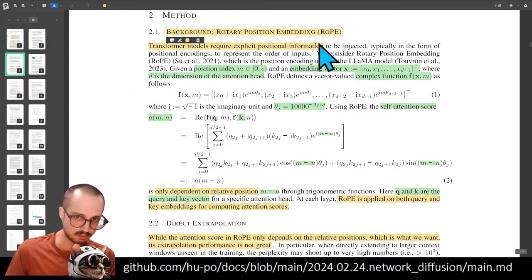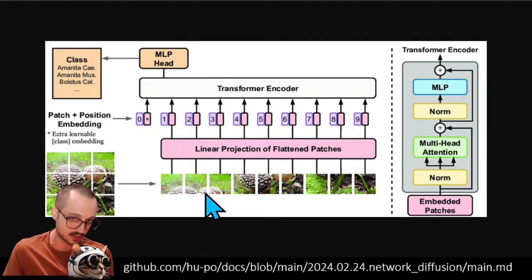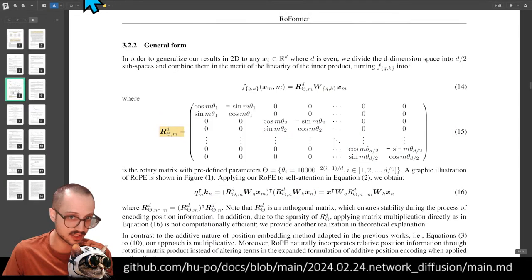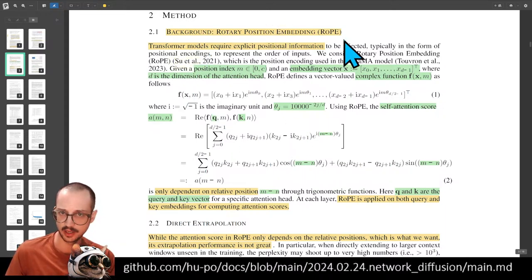Transformer models require explicit positional information to be injected, right? So transformer models are just sequence to sequence. They don't know what order these patches are coming in, because ultimately they're going to compute an attention map, which is just going to multiply everything by everything. You're going to have the dot product of all of these with respect to all of these. So technically there's no position information in there, which means you have to add it explicitly. We already knew that. That's why we have position embeddings, because transformer models need the explicit position information, typically in the form of positional encodings to represent the order of inputs.